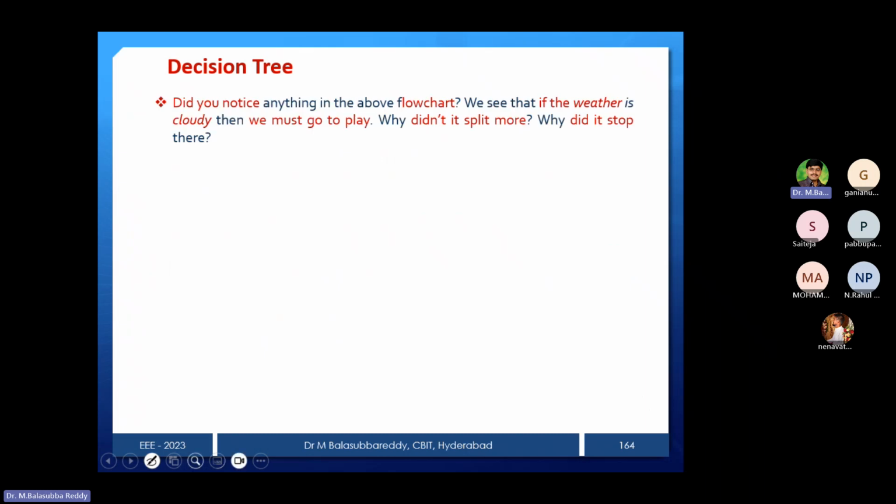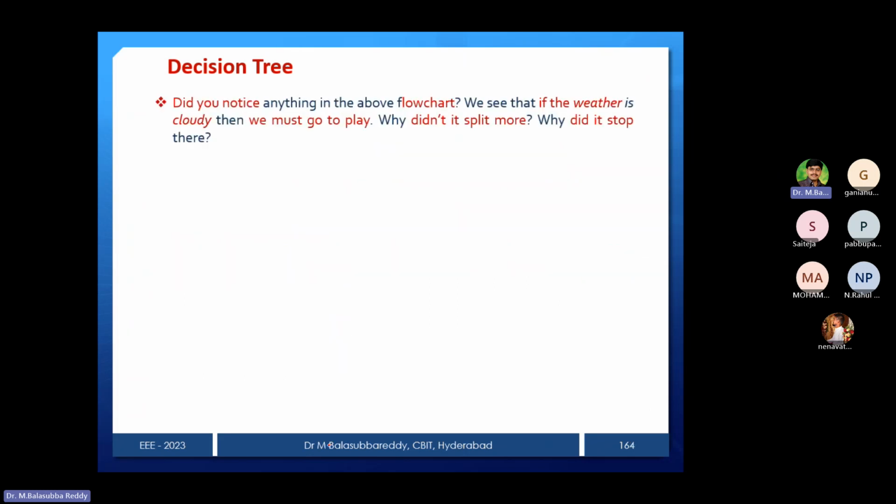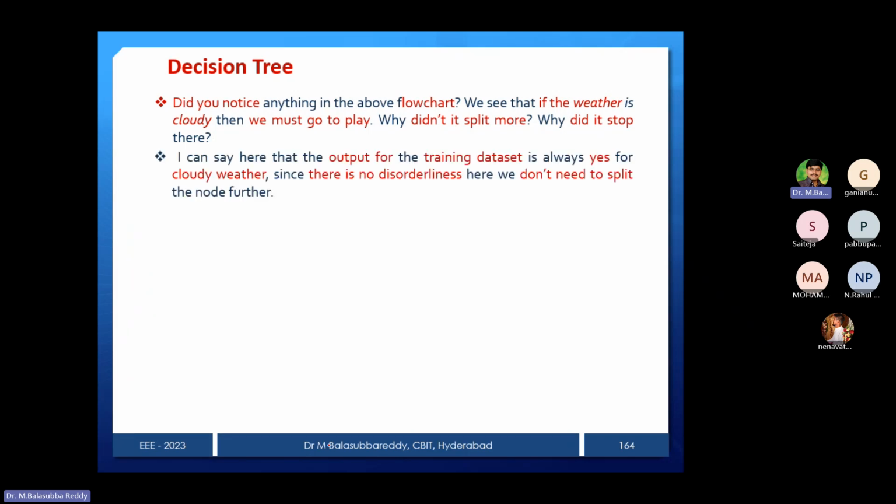Now what is happening in the flow chart: if the weather is cloudy, then we must go to play. So weather is cloudy, then it is saying yes. That is why if weather is cloudy, you must go for play. And another observation you can see: why doesn't it split more? Why did it stop here? That is also one question. At any point of time, what attributes are you going to select as a root node?